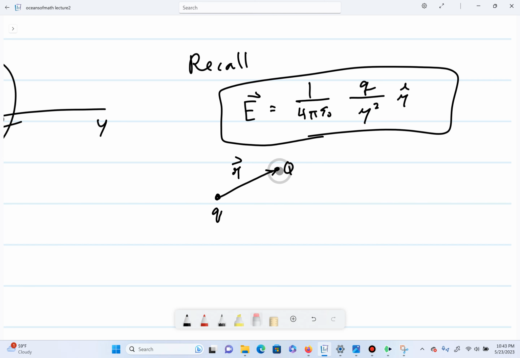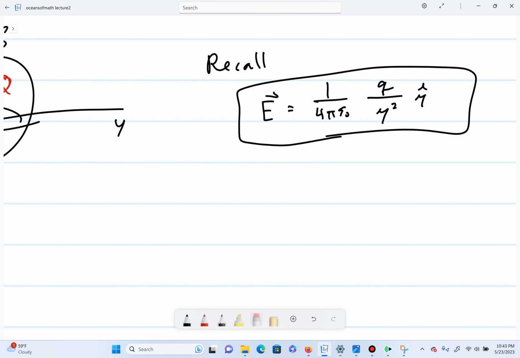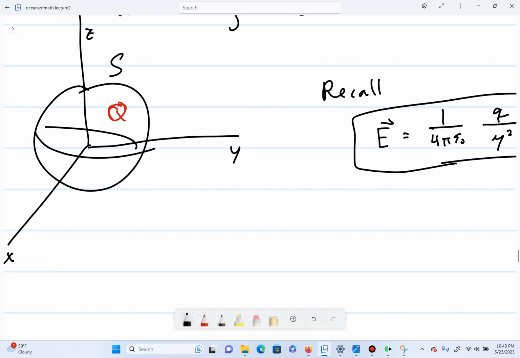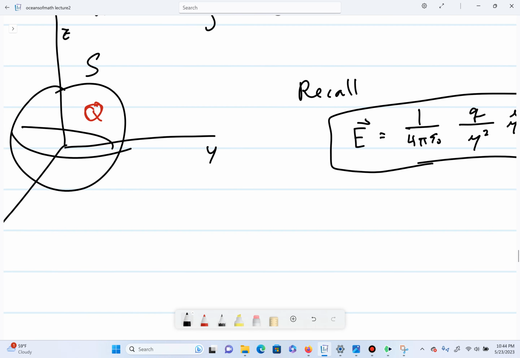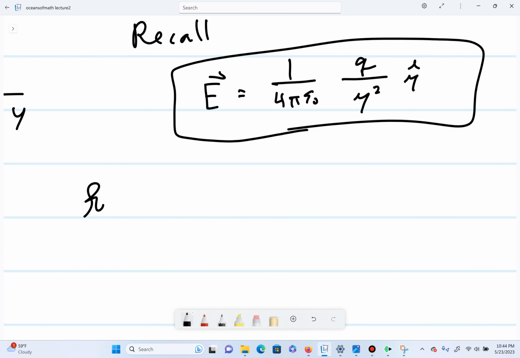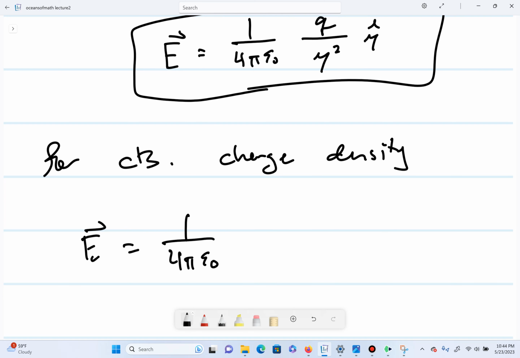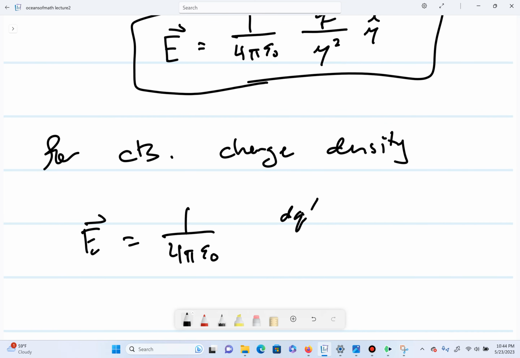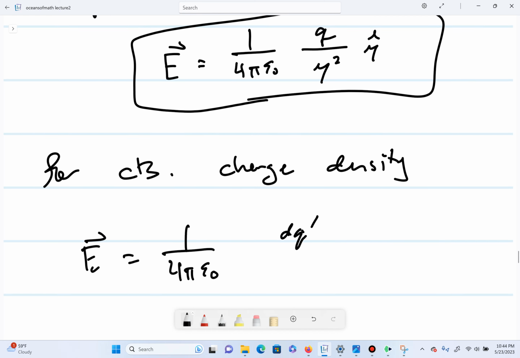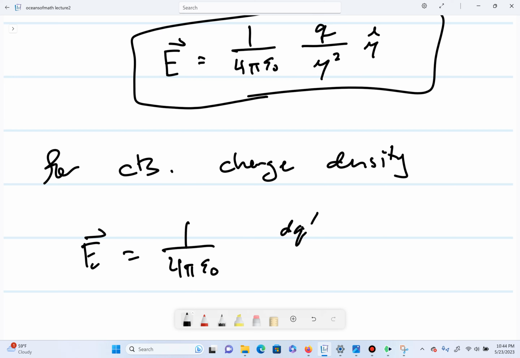And so generalizing this to a continuous charge distribution instead of just a point charge, let's say a sphere of a certain charge density, the equation is slightly different. For a continuous charge density, my electric field is given by 1 over 4 pi epsilon naught, and now instead of a q, I'm going to have a dq, and I'm going to prime it. All primed coordinates are with respect to the source charge, and all unprimed coordinates are with respect to the test charge. Again, this is consistent with the notation used in Griffiths.